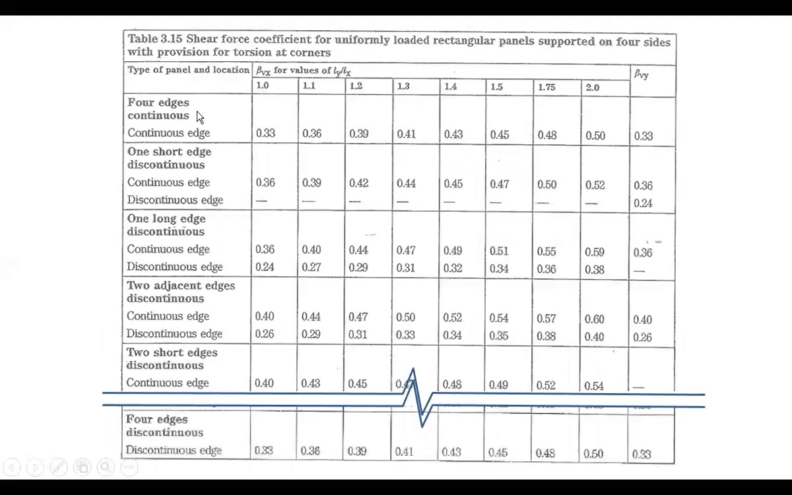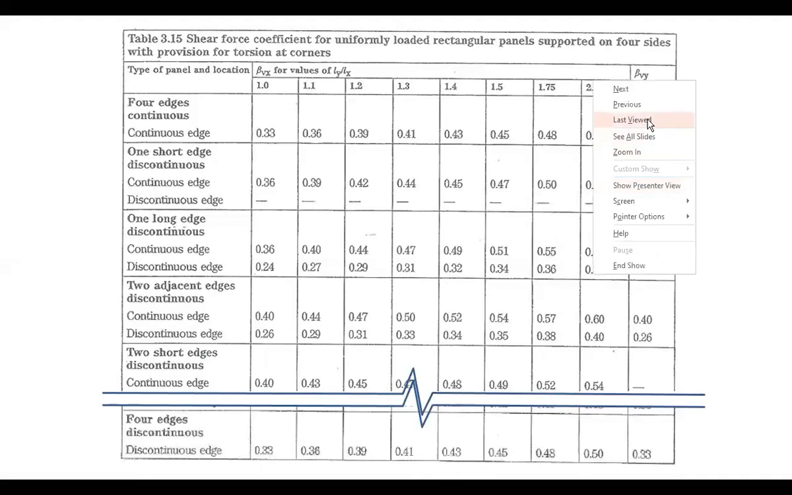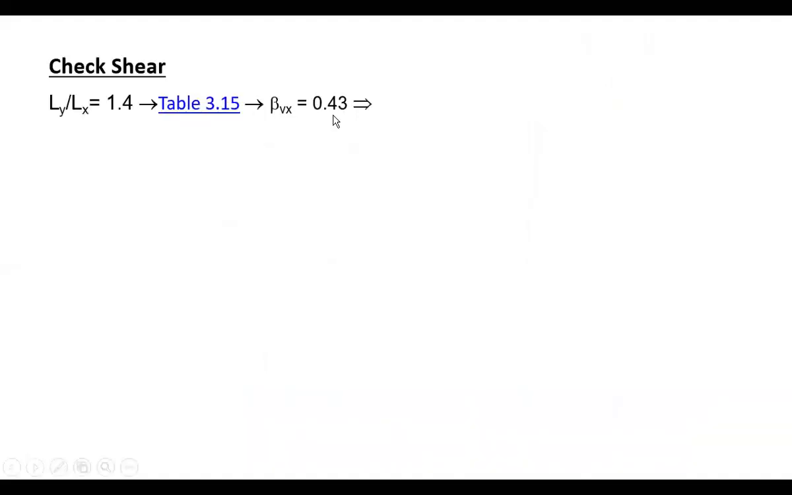Once we calculate the deflection, you have to check for the shear. And checking for the shear, we have to get the shear value from table 3.15 for Ly over Lx equals 1.4. Go to table 3.15. You have different values here. This table is longer, but I just cut it here to show you at the end. You have your 4 edges discontinuous. So the value here is 0.43. So let's go back and we use this value here. So the beta Vx equals 0.43.